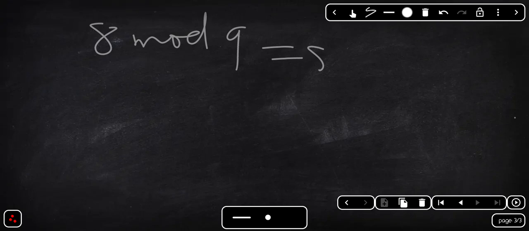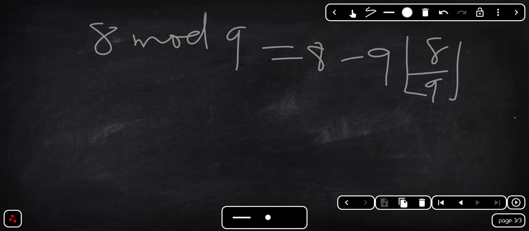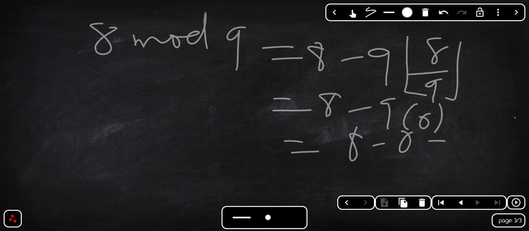The second question I gave is 8 mod 9. So what will be 8 mod 9? Here your x is 8, so that will be 8 minus 9, where y is 9, multiplied by the floor function of 8 over 9. 8 over 9 will be 0 point something. If you find the floor function, that should be 0. That will be 8 minus 9 multiplied by 0. So this will be 8 minus 0, which is equal to 8.